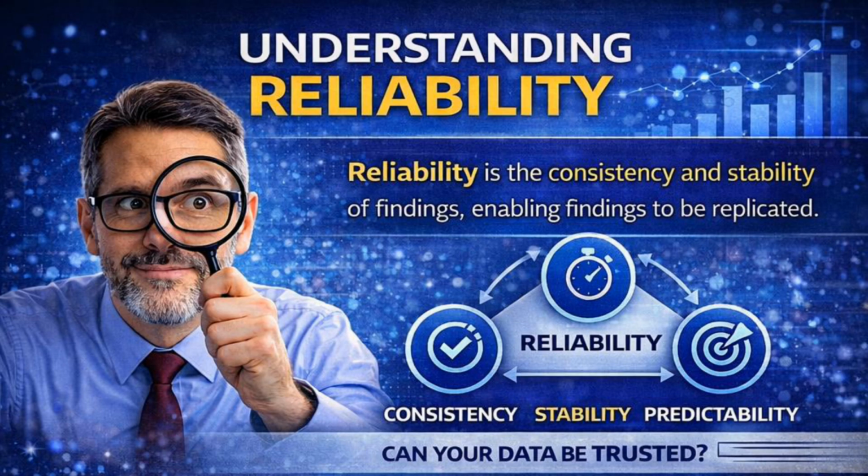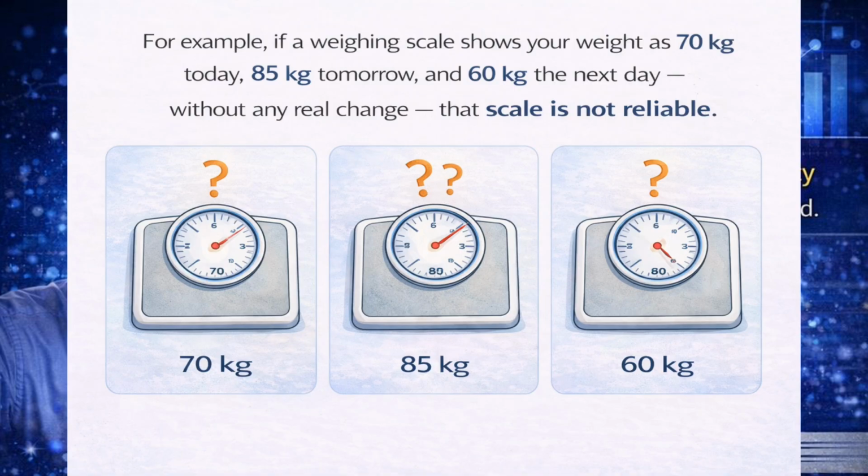Let's start with a simple question. What is reliability? Reliability refers to the consistency and stability of a measurement. In simple words, if we measure the same thing again and again, do we get similar results? For example, if a weighing scale shows your weight as 70 kilograms today, 85 kilograms tomorrow, and 60 kilograms the next day, without any real change, that scale is not reliable. In research, reliability means that our questionnaire, test, or instrument gives consistent results.